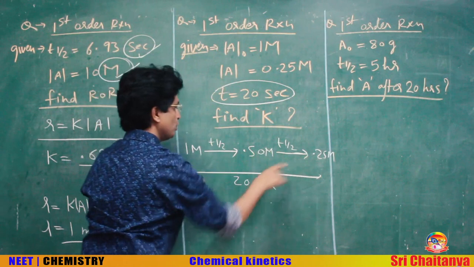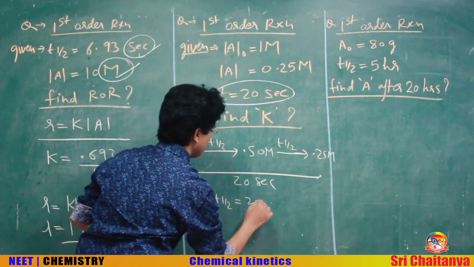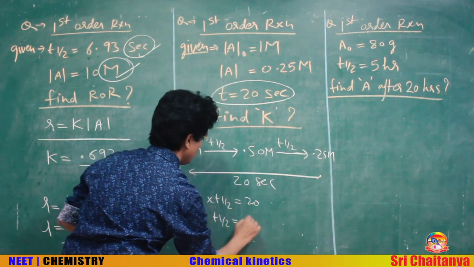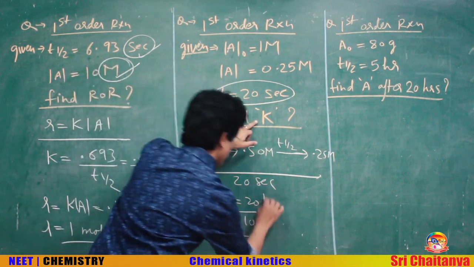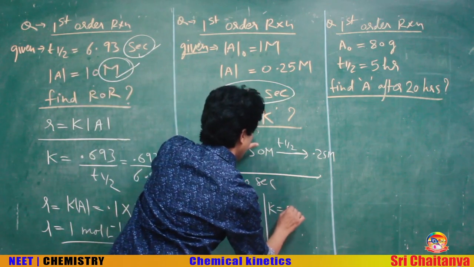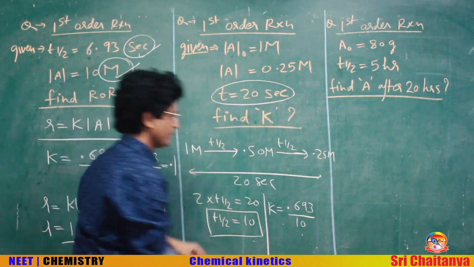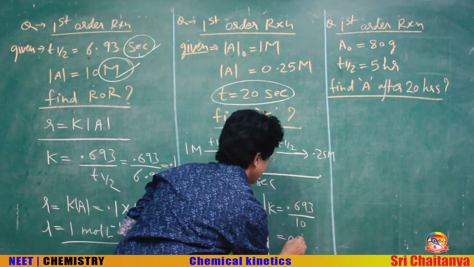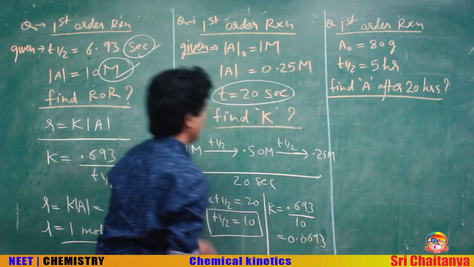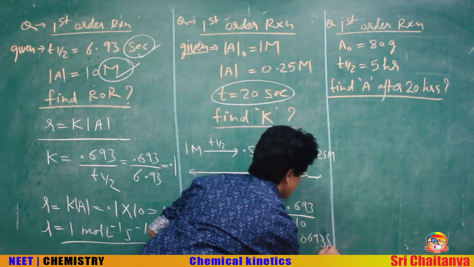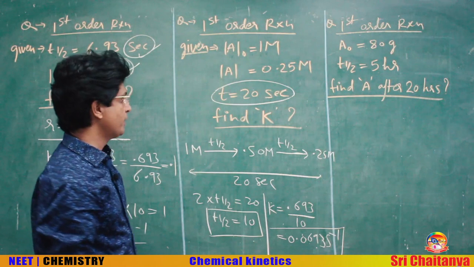So this is how much? 2 half-lives. So 2 half-life is equal to 20. So half-life will be equal to 10. So half-life is 10. They're asking K. So what is K? K will be 0.693 upon 10, the half-life. So this will be 0.0693, and the unit will be per second. Remember that for first order reaction, the units are per second, per unit time.